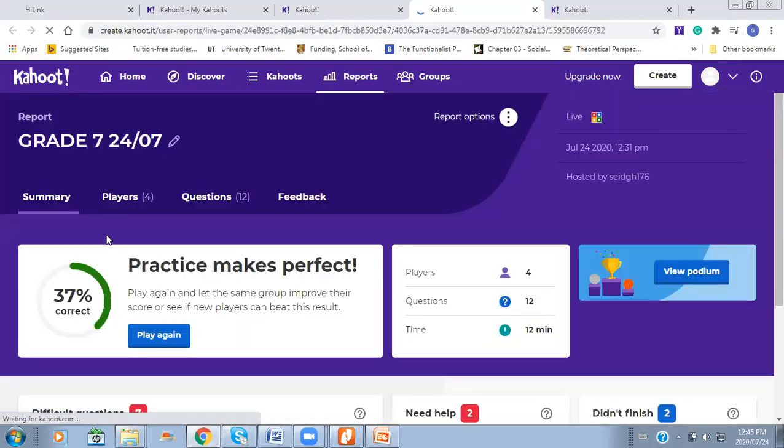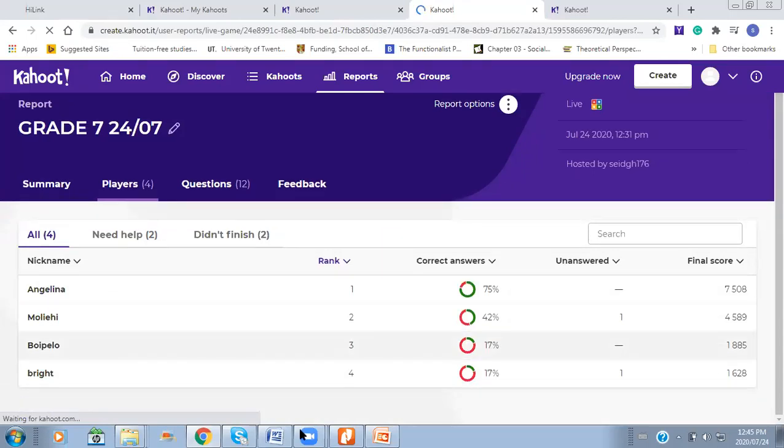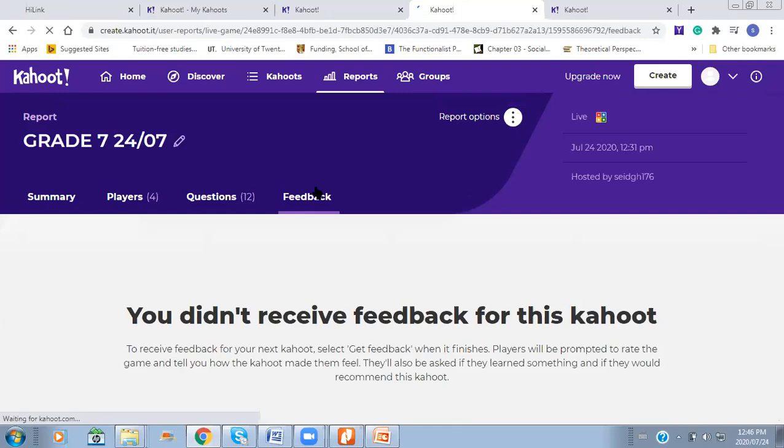Just a moment. You see the players. How many players did we have? We had four. So these four, Angelina got 75%. So in that order, Angelina is first, followed by Molehi, Buipelo, and Bright. Angelina answered all questions. Molehi didn't answer one question. Buipelo answered all questions. Bright didn't answer one question. So you see, that is perfect. Anytime you want a report, I can give your report to you.